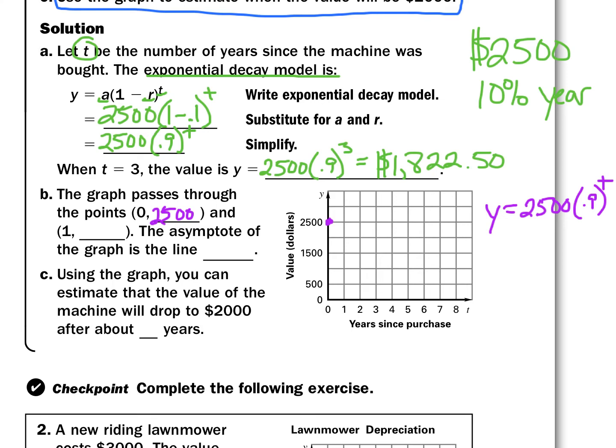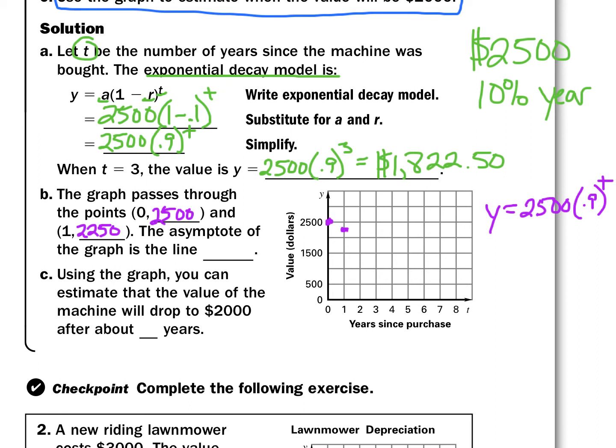Then if we plug in 1, 1 for T would be 0.9 to the first power, which is just 0.9, and 0.9 times $2,500 is $2,250. So 1, 2,250. It's going in increments of 500, so 2,250 is going to be halfway in between 2,000 and 2,500.